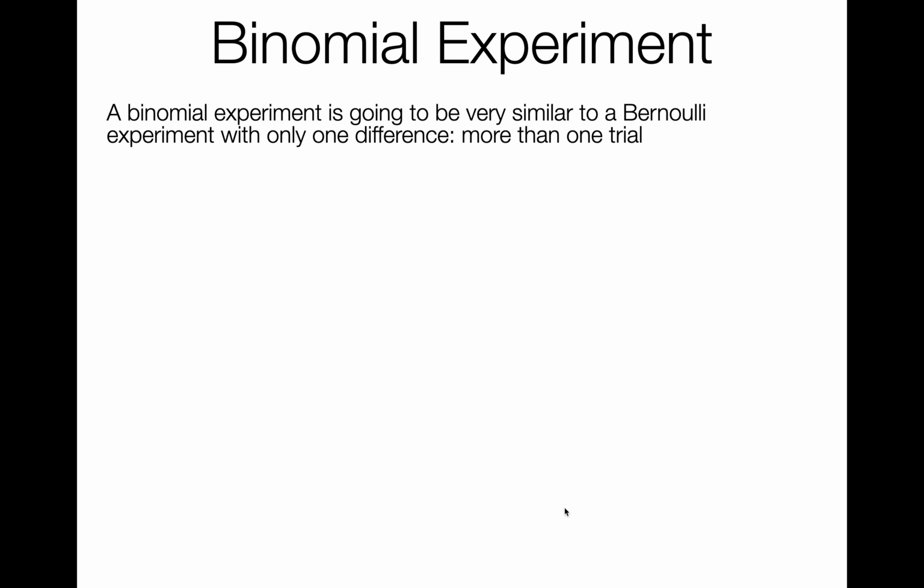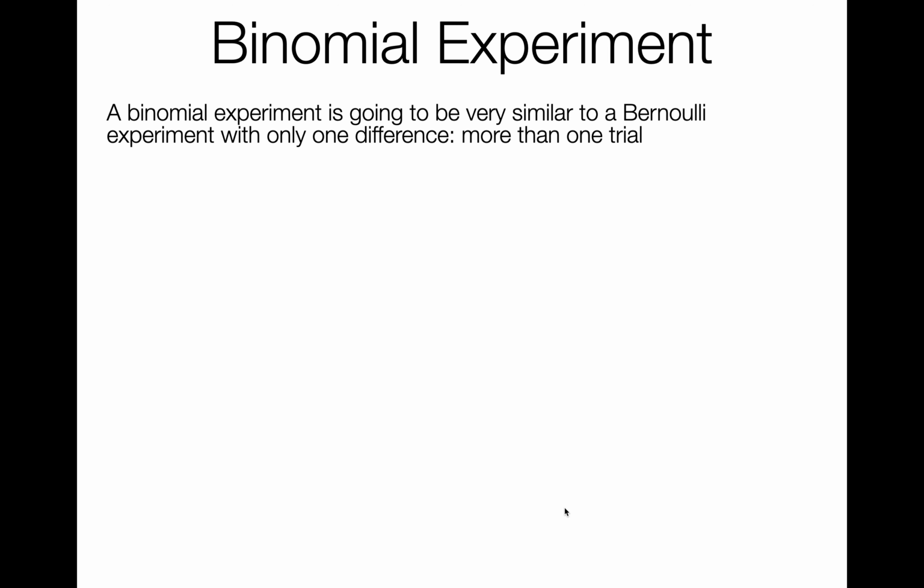Before we talk about the actual distribution, we need to talk about the experiment that happens and what a binomial experiment looks like. It's going to be very similar to the one that we talked about before, in I believe chapter 2 or early chapter 3, called a Bernoulli experiment or Bernoulli distribution. The only difference here is that there's more than one trial.